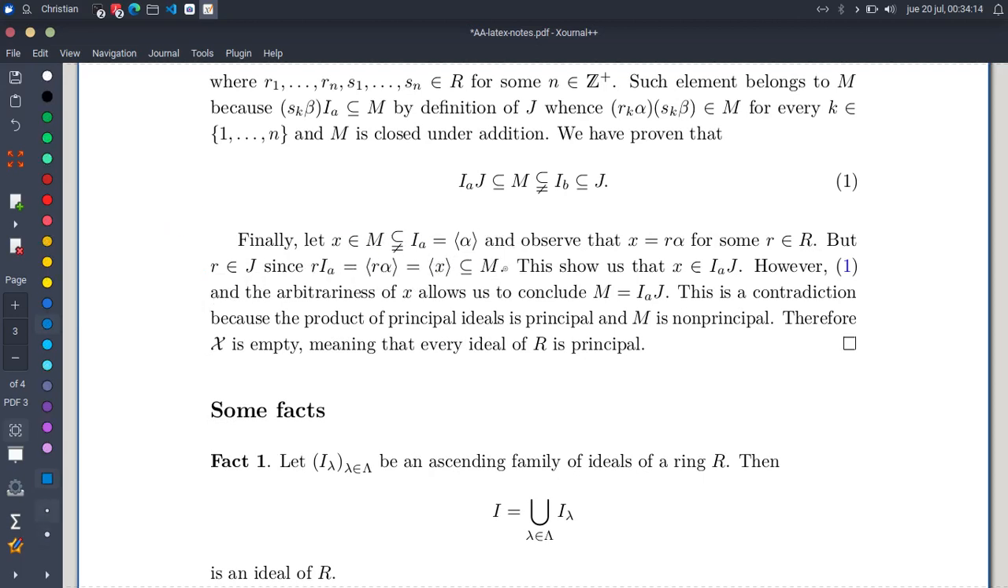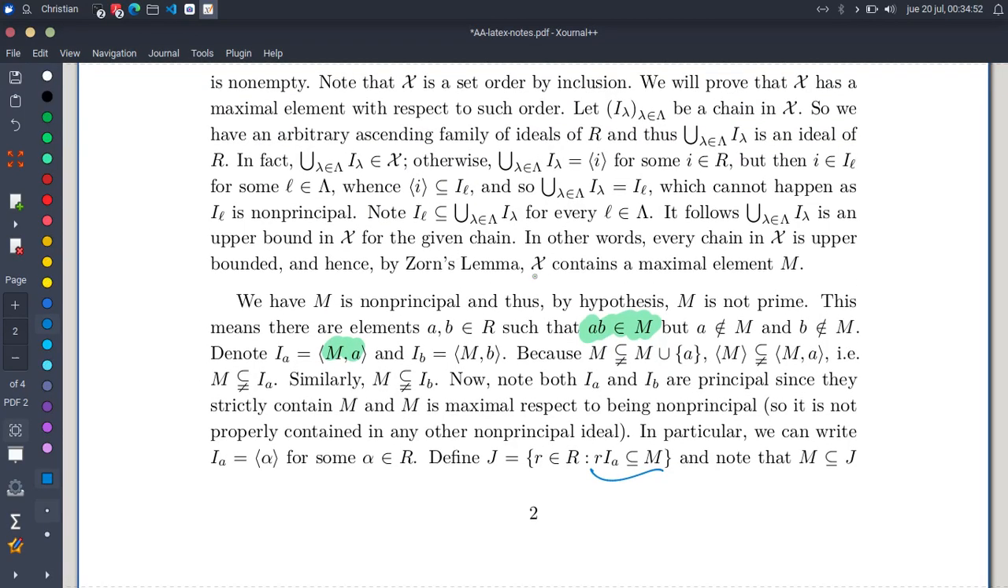X was an element of M, and thus the ideal generated by X is contained in M. This shows us that X is in this ideal because X is a product of an element of IA, that is alpha, and an element of J, that is R. However, by this and by the arbitrariness of X, we can conclude this equality. And as we said, this is a contradiction because the product of principal ideals is principal, and M is a non-principal ideal because it is in X.